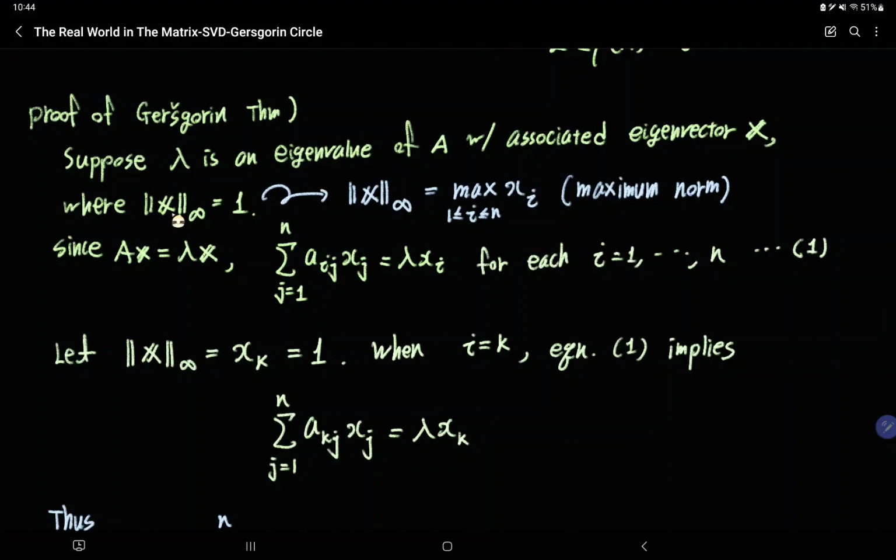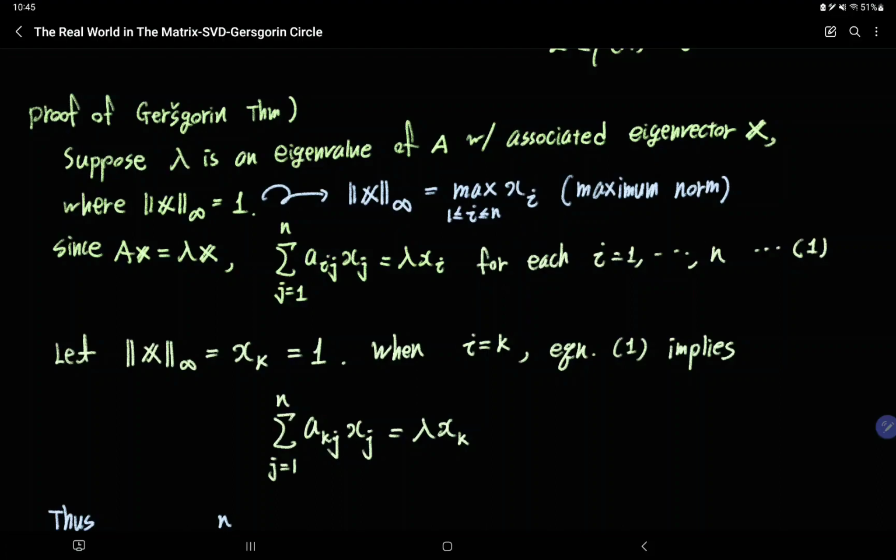And then the maximum norm. The definition of the maximum norm is the maximum of the |xi|, because x is a vector, x1 through xn. The maximum of the, sorry, this is absolute value, I missed that. The maximum of the absolute value of the entries.